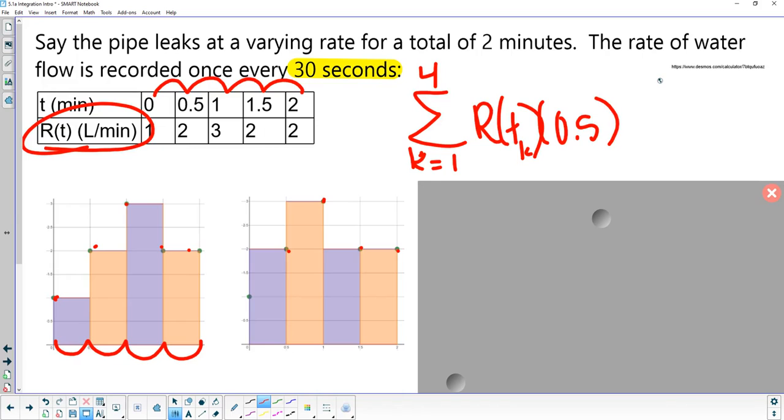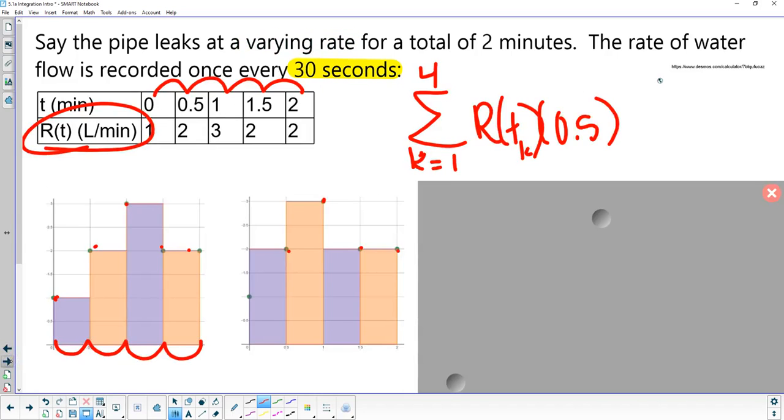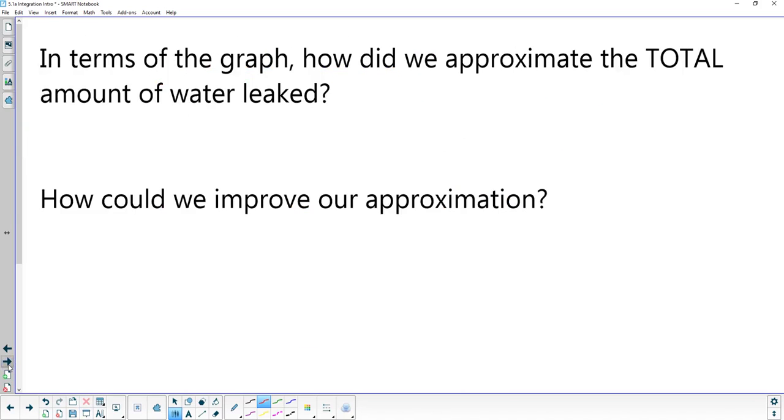Okay? So I'm getting a better approximation. How come? Better approximation than when I had this table. More data, right? More rectangles. The problem with more rectangles is what? More math, exactly. If I wanted an even better approximation, an even better idea of what's going on, I would need what? More data, right?